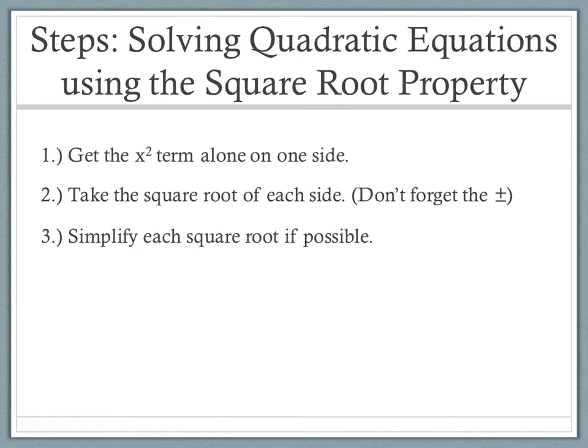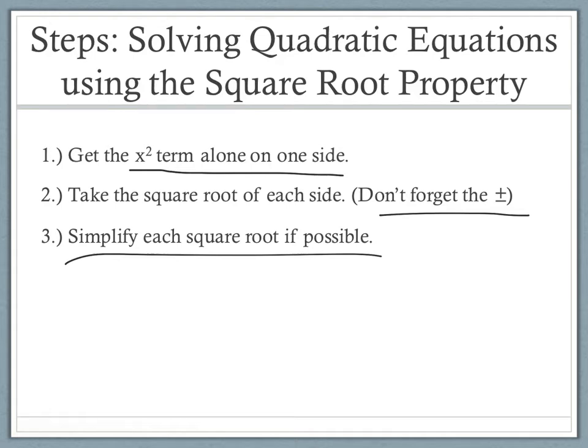So now our steps when we actually solve using the square root property. The first thing is we need to get x squared on one side by itself. That's the first thing you need to do. Then we're going to square root each side. Don't forget that it's going to be the positive and negative value, just like we talked about on that first slide. And if we can simplify our square root, we're going to simplify that square root. So let's take a look at some examples.